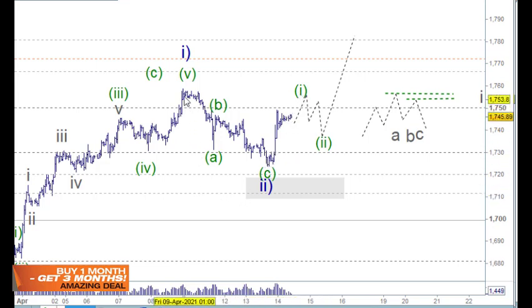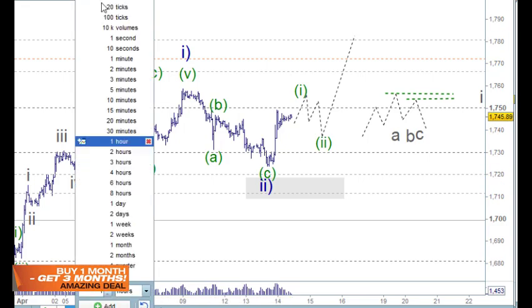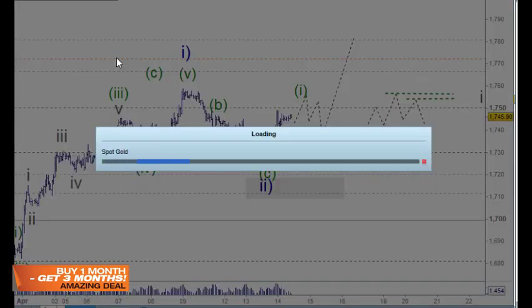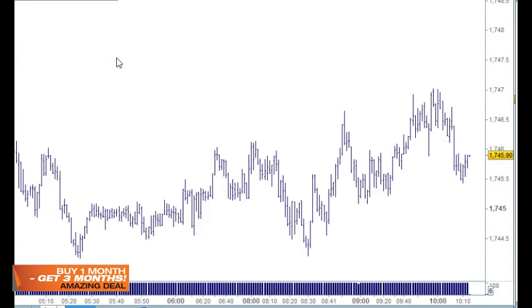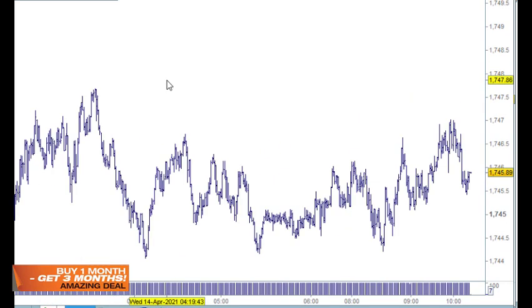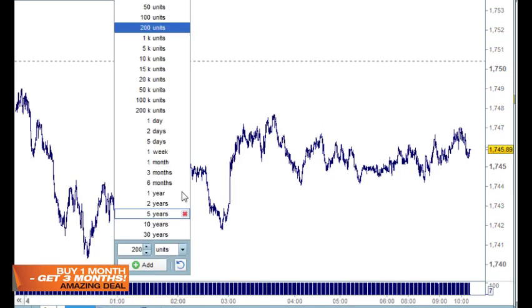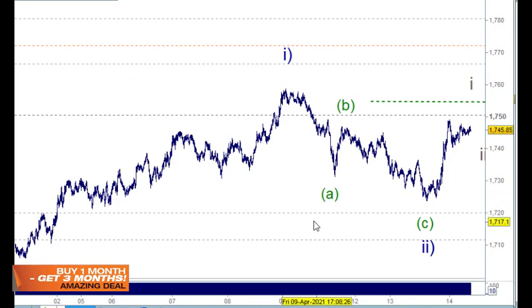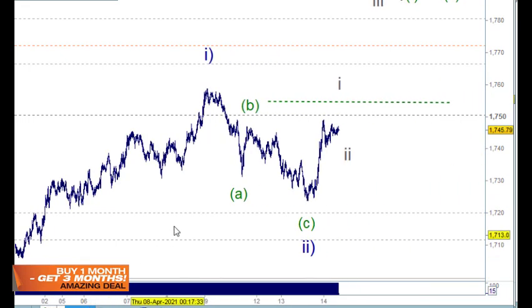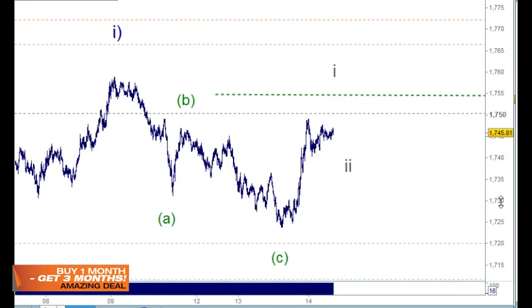But what I want to do today is really just talk about this particular structure, and to do that, it's better if I go to the tick chart so you can see clearly with your own eyes what we're actually looking at here. So I'll just need to bring in a bit more data. Okay, so this is 100 ticks.